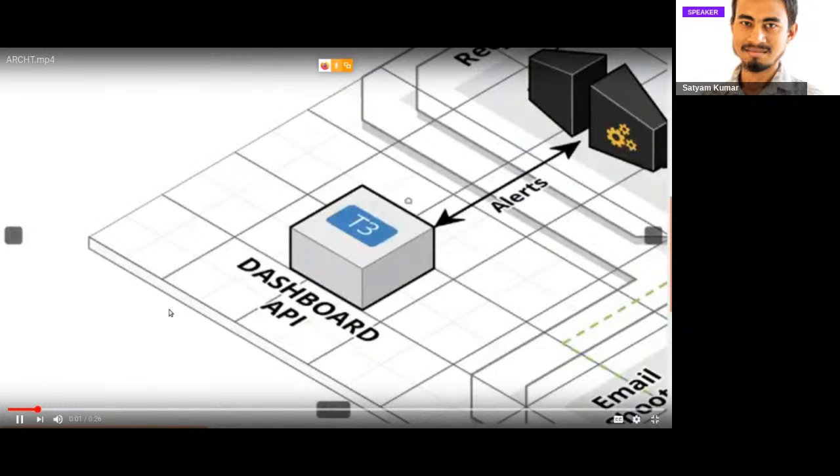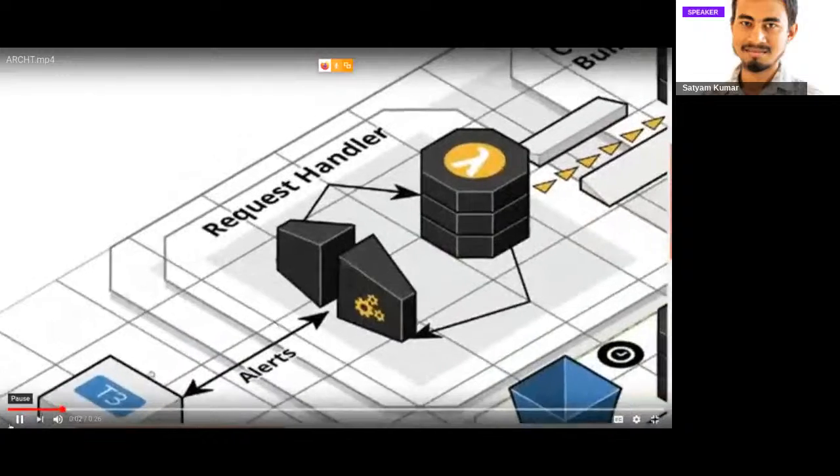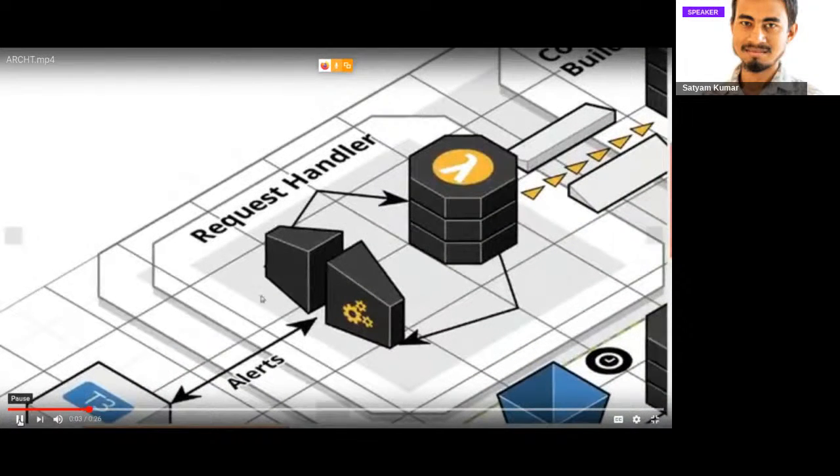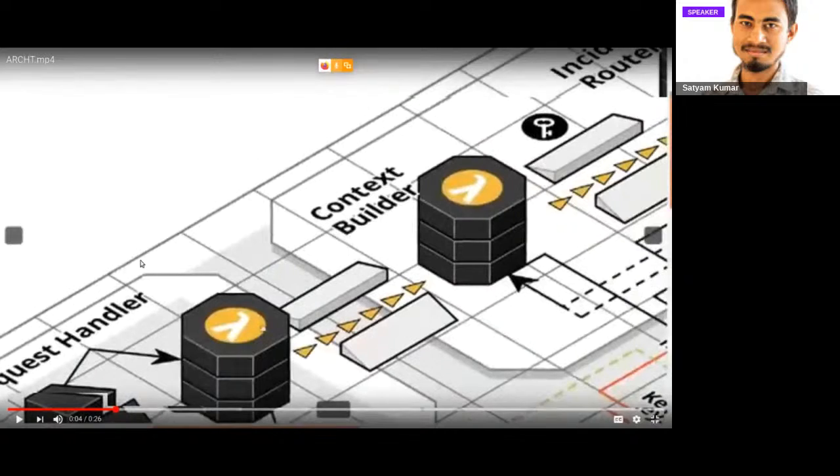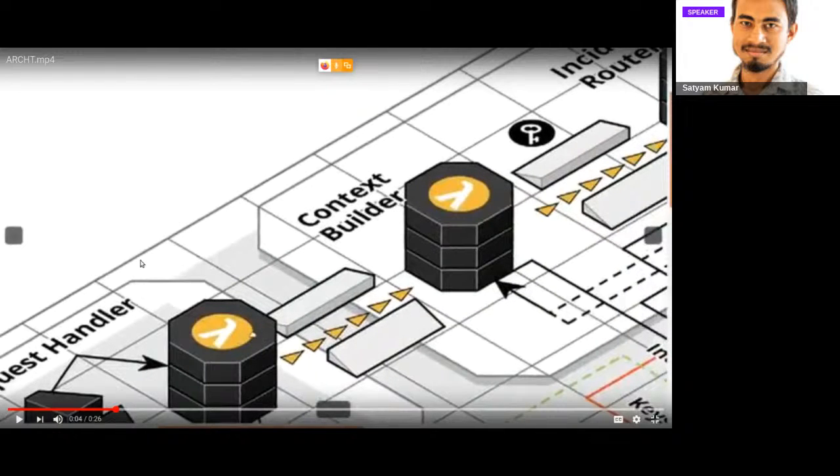Okay, so the next step comes. What the request handler does is dump the request to a particular message broker. Here we are using SQS as a message broker. It will dump that particular message to SQS and other models. So that's the job of the request handler.